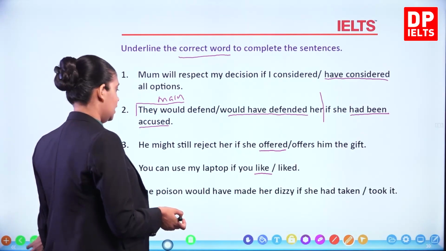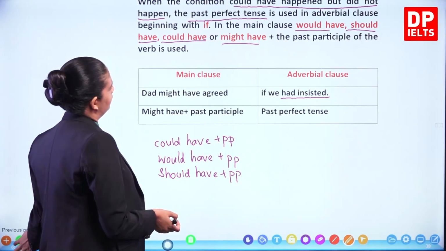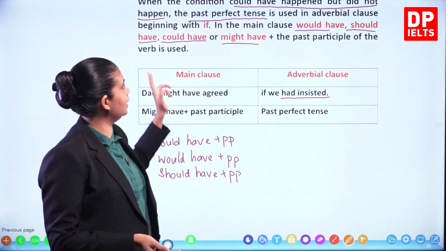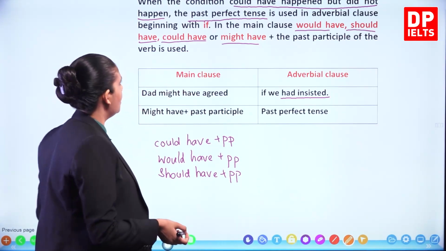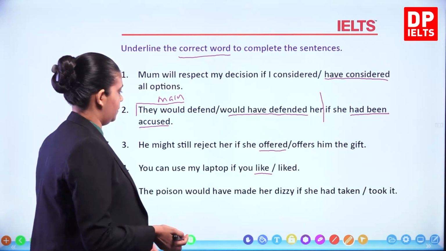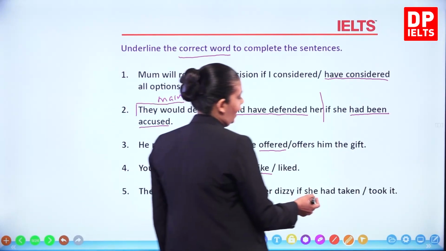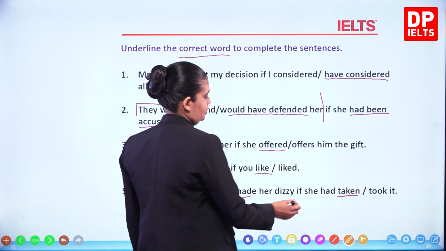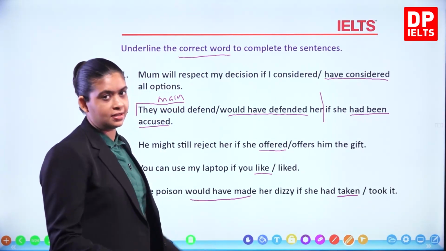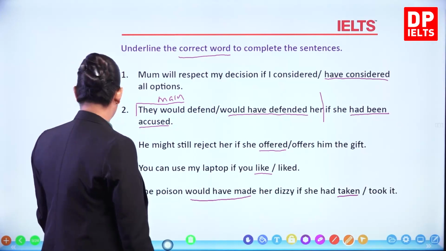So which one is it? If she had taken it, right? So the condition could have happened but it actually did not happen. So you use the past perfect tense, right? So the poison would have made her dizzy. Could have happened, right? If she had taken it, okay? If she had took it or if she had taken it. So the correct answer is if she had taken it, okay? Next one.